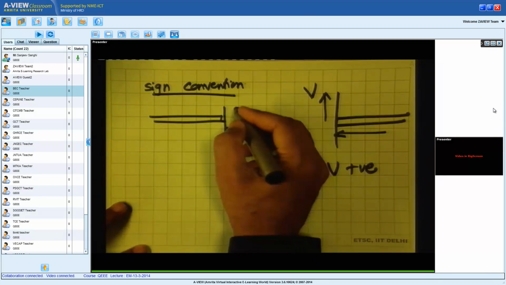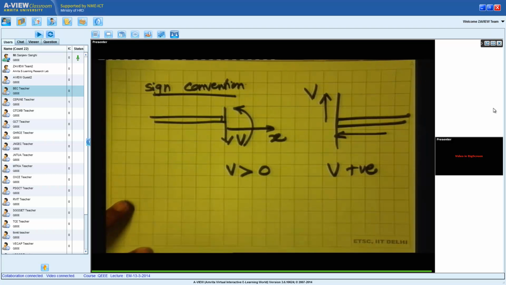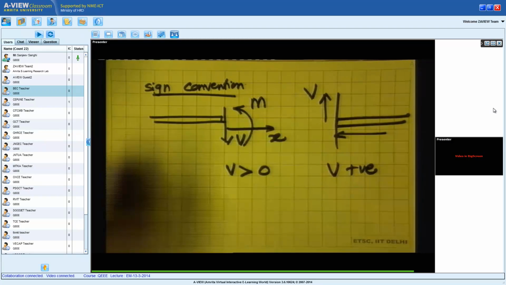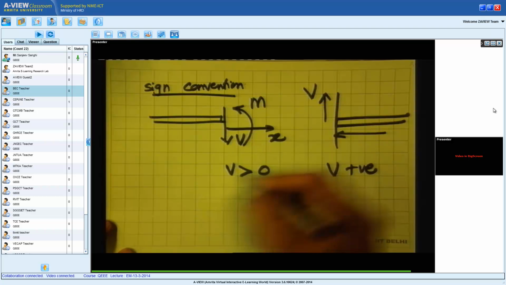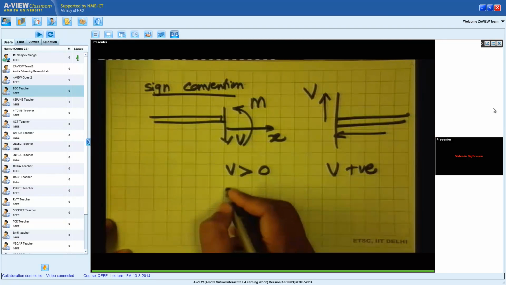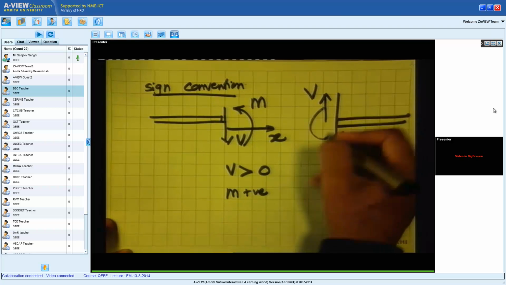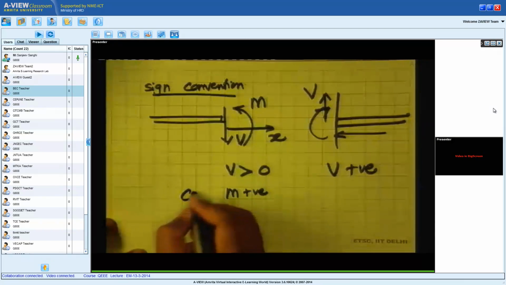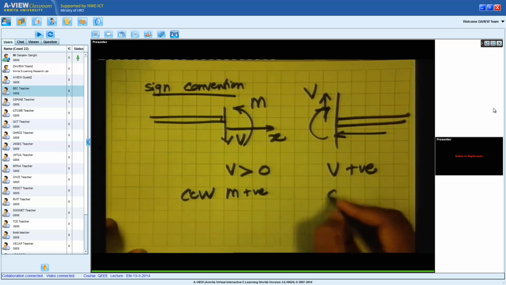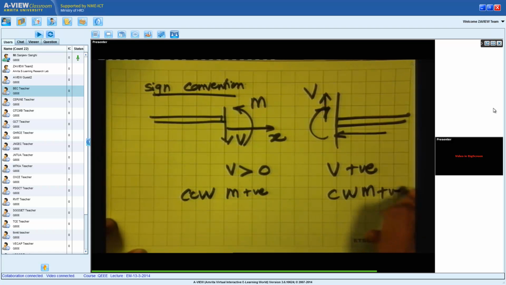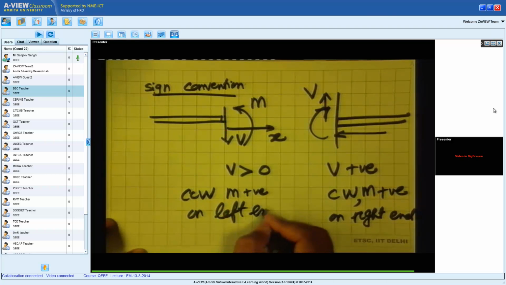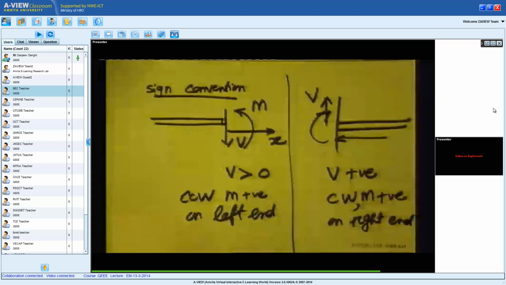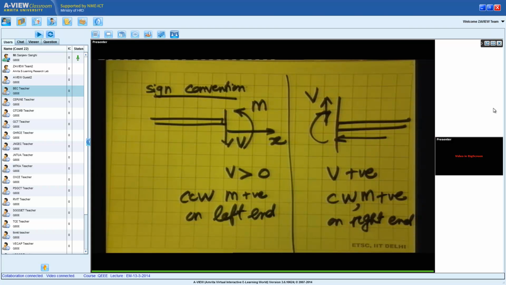For bending moment, the convention is normally more uniform. On a section where the outside axis is pointing in the positive x direction, a counterclockwise moment M is considered as positive, and on the other section a clockwise M is considered as positive, on the right end and on the left end respectively. So this is the sign convention which we have followed, which I discussed in detail in the last class.